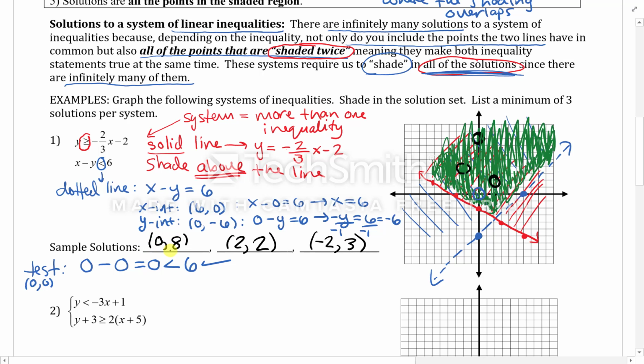Here are 3 solutions that all end up in this area, and you can see there's infinitely many more that I didn't pick. And actually I could have used 0, 0 as well, because I tested that one and it worked. So that was example 1. And we'll do a similar thing for example 2.